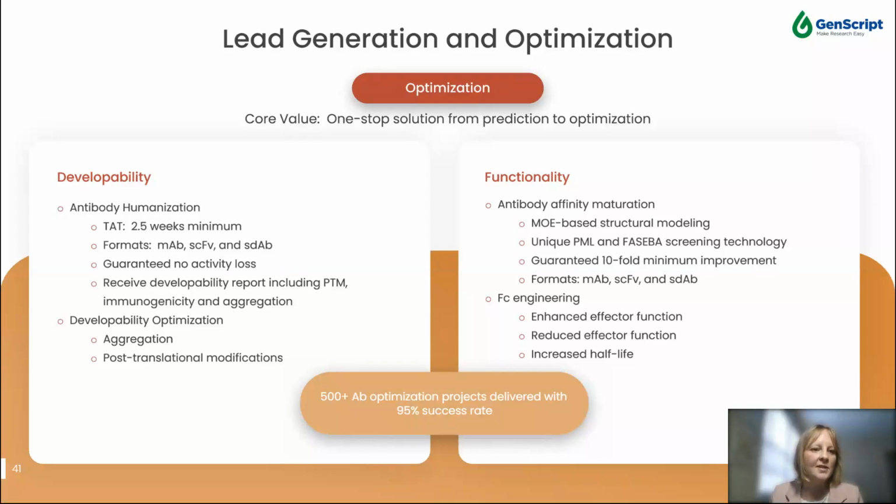We can also assess the developability and functionality of an antibody as a package report. This optimization assessment includes humanization, optimizing to eliminate any kind of aggregation from developability. And then on the functionality side, we can assess affinity maturation and provide necessary Fc engineering in order to enhance or reduce effector function.